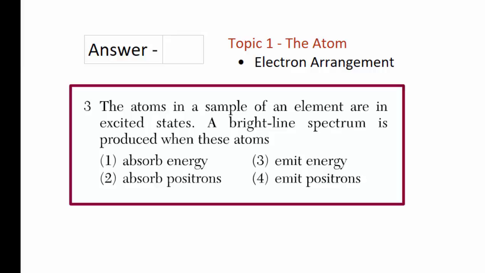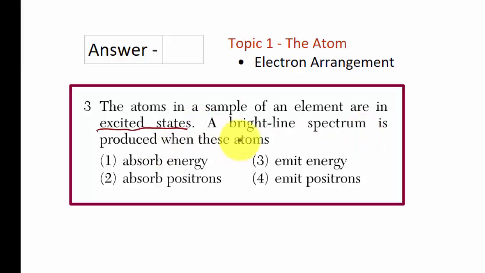Question number 3. The atoms in a sample of an element are in excited states. So they're telling us that we've already absorbed energy. We're already in the excited state. A bright line spectrum is produced when these atoms do what? Well, they already have the energy. They've already absorbed energy. So to give off a bright line spectrum, that energy has to be returned, and that happens when the electrons fall from a high energy level to a lower energy level.